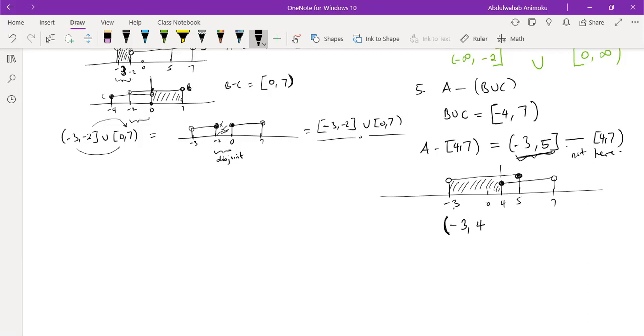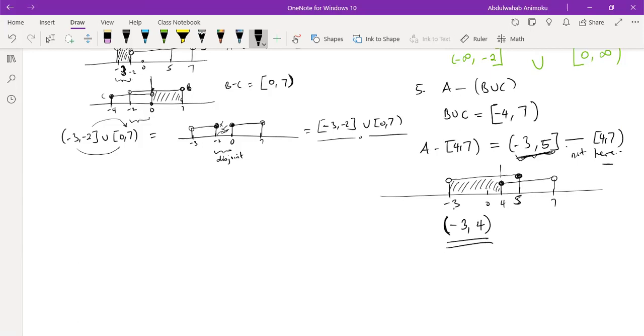What about the second one? Is 4 in this set, but not in the second one? What happens is 4 is in the first set, yes, but it is also in the second set, right? So it cannot be here because we are looking for what is in the first one and not in the second one, not what is in both of them, okay? So this will be the answer to that fifth problem.